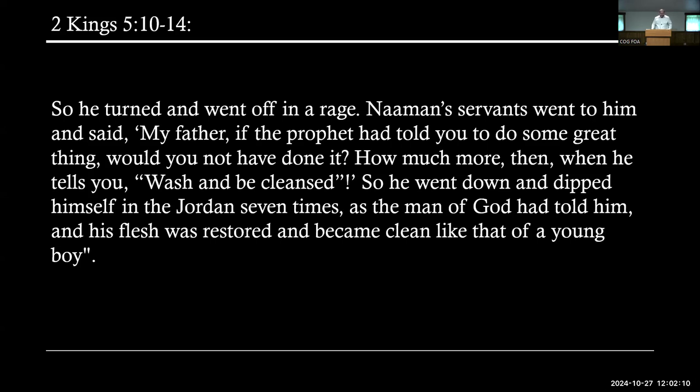So he turned, went off in a rage, and Naaman's servant went to him and said, my father, if the prophet had told you to do some great thing, gone on some great crusade, or done some glorious act, wouldn't you have done that? How much more then when he tells you, wash and be cleaned? So he went down and dipped himself in the Jordan 7 times, as the man of God had told him, and his flesh was restored and became clean like that of a young boy.